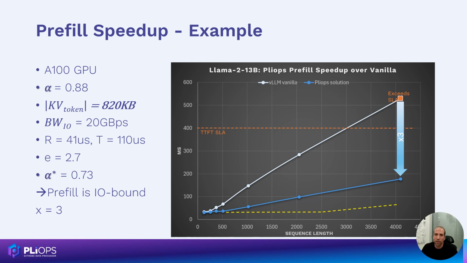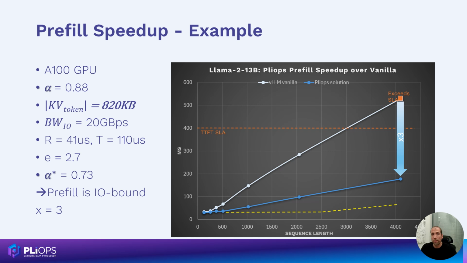So you see here in this graph, the x-axis is the sequence length, starting from about 100 to 4K. The y-axis is the time to first token, the TTFT that was achieved. Here in the white line is the vanilla system. The blue line is the KV cache offloading system. You see that TTFT is much smaller, and we got an acceleration speedup of 3x. That's what was achieved.